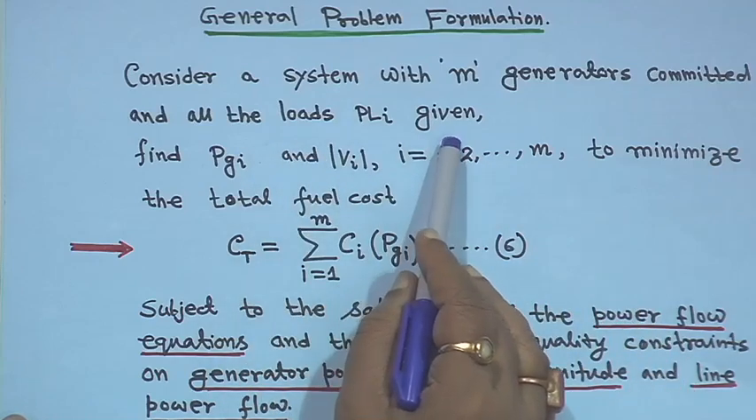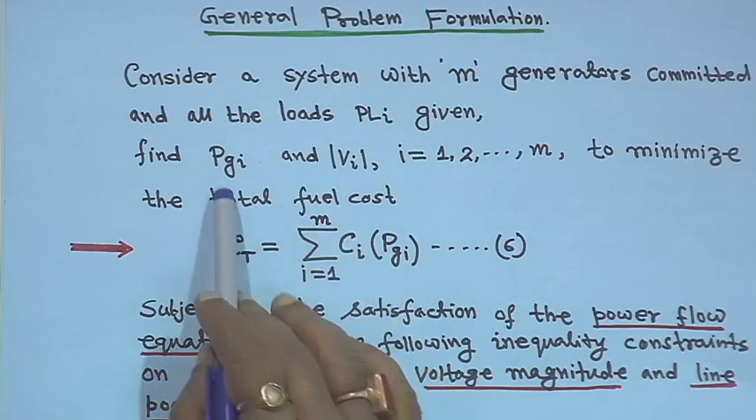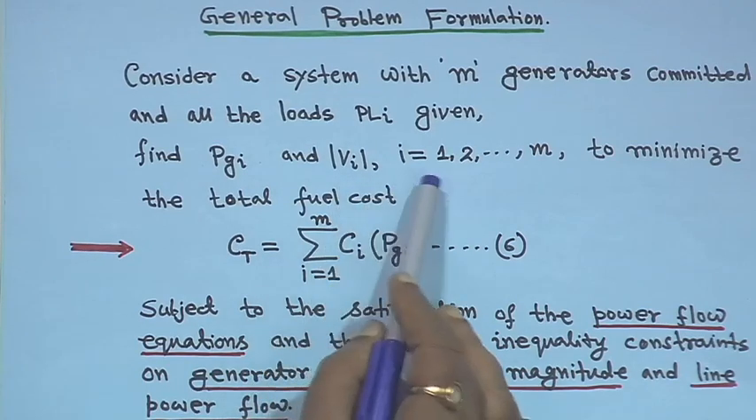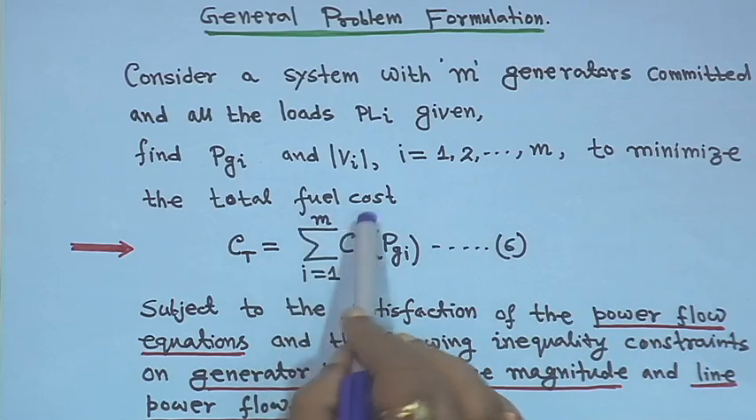not all the buses have generators; you have m buses with generators. So that means m is less than n. You have m generators committed and all the loads PLI given. Your objective will be to find PGi and voltage magnitude Vi, for i equal to 1 to m, to minimize the total fuel cost.